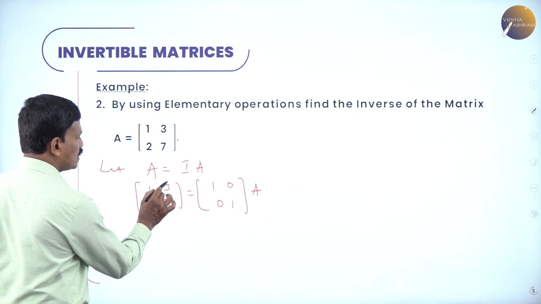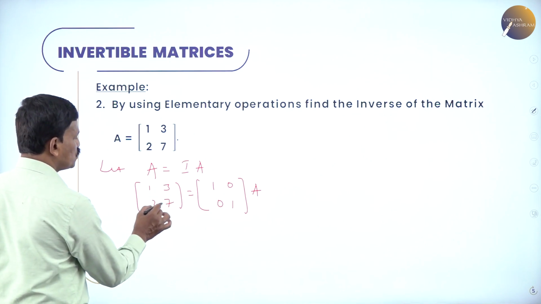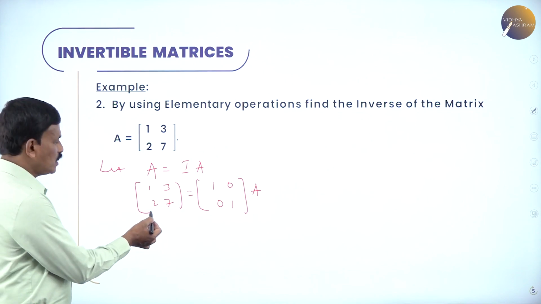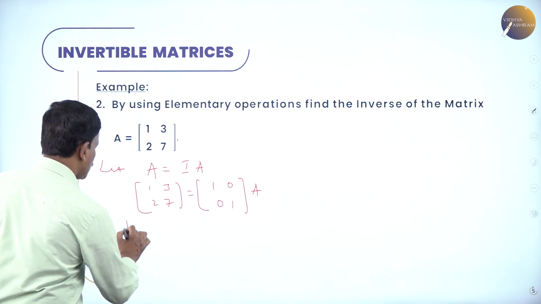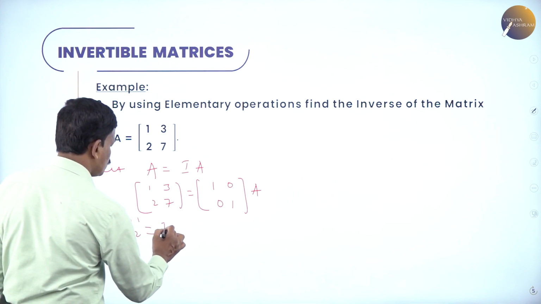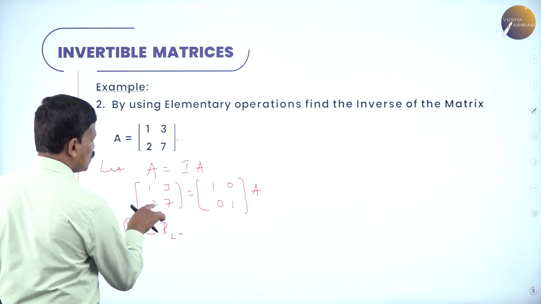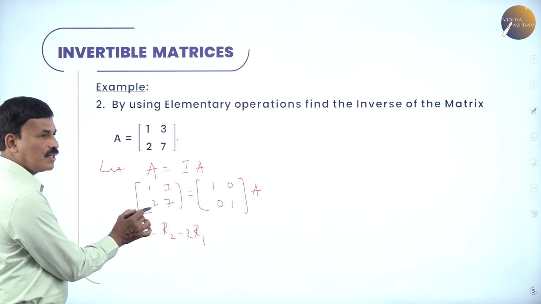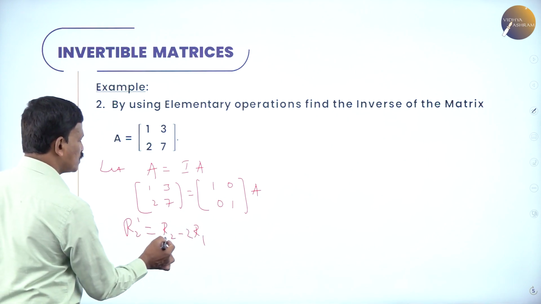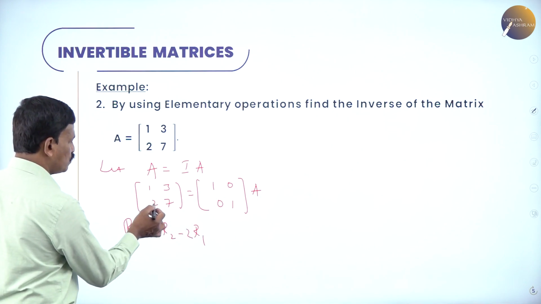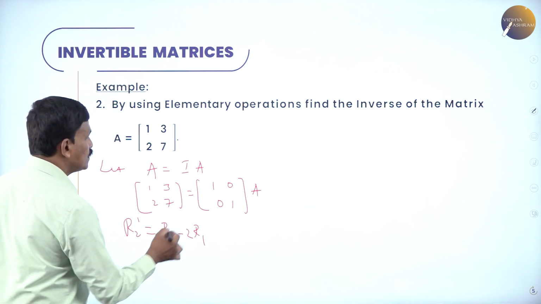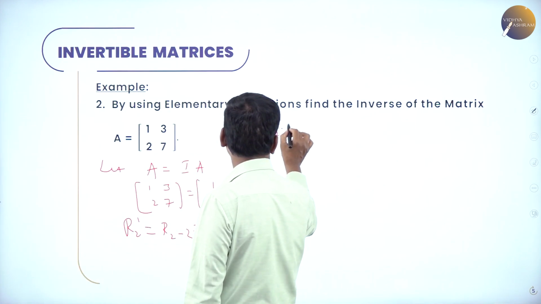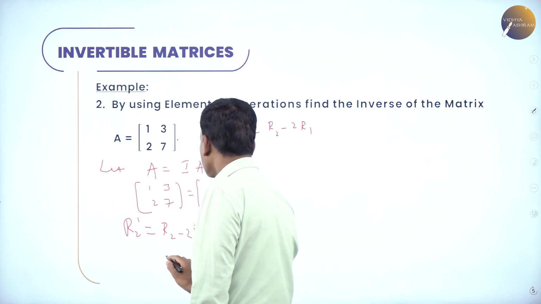Here already 1 is there. Convert 3 to 0, 2 to 0 and 7 to 1. For this, the easiest way, you can convert this as 0. Let us take R2 dash is equal to R2 minus 2 times R1, that's all. So what are the constants present? You just subtract with that. R2 dash is equal to R2 minus 2 times R1. So here I will put the step: R2 dash is equal to R2 minus 2 into R1.